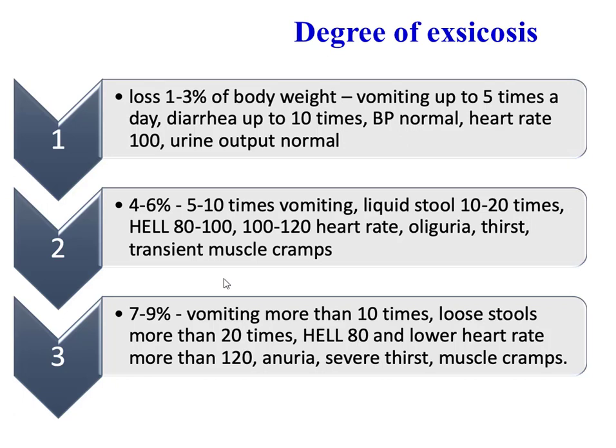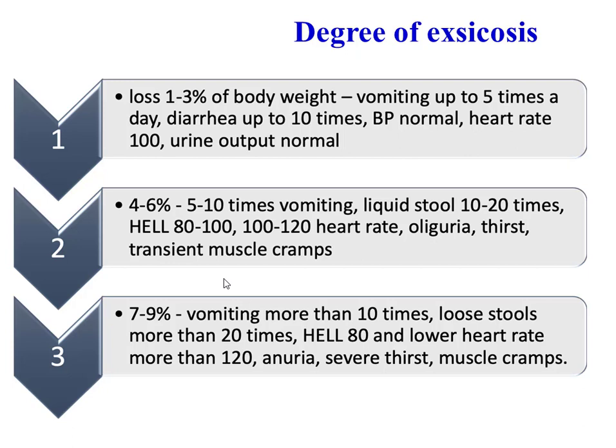Therefore, the assessment of the degree of exsicosis, the other name for dehydration, is important. We subdivide it into 3 degrees of exsicosis: first, second, and third, of course. The first is characterized by a loss of 1 to 3% of body weight, with vomiting up to 5 times a day, diarrhea up to 10 times, normal blood pressure, heart rate 100, and normal urine output.